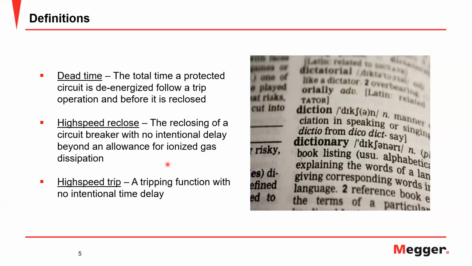A high-speed trip is a trip with no intentional delay, and as I was going through some of the questions from the first section, I noticed that question was asked, and you'll actually see an example of where we determine what that delay is.